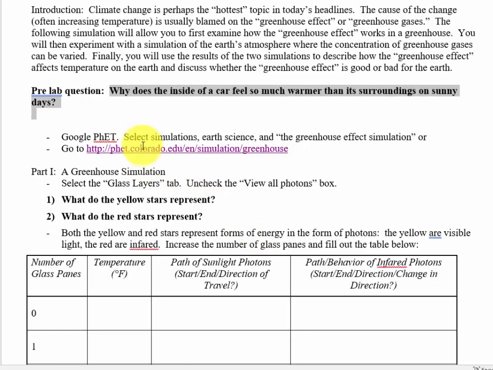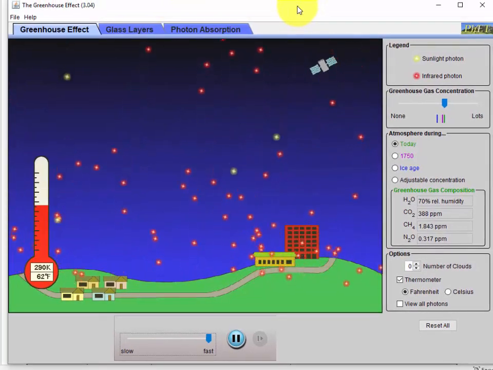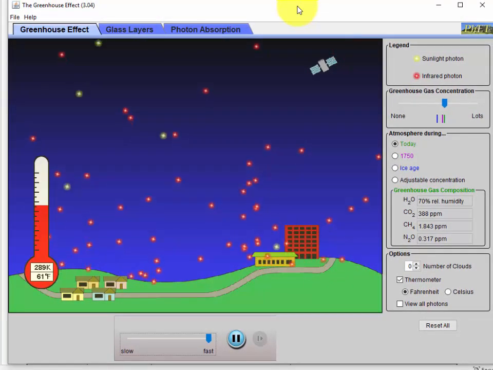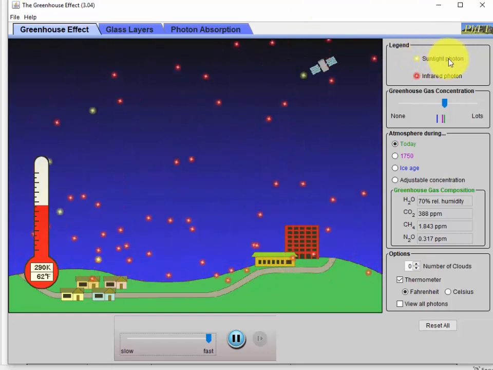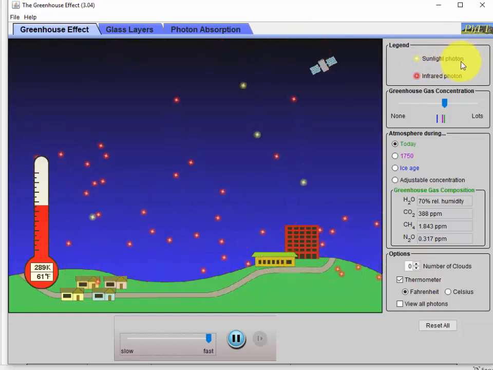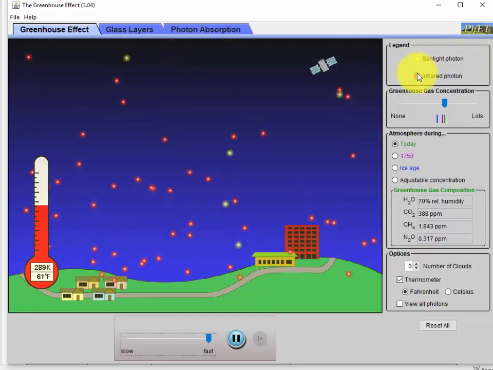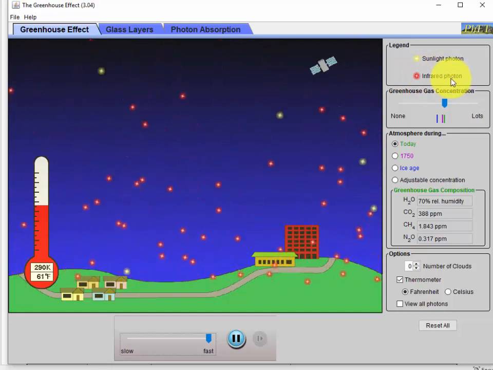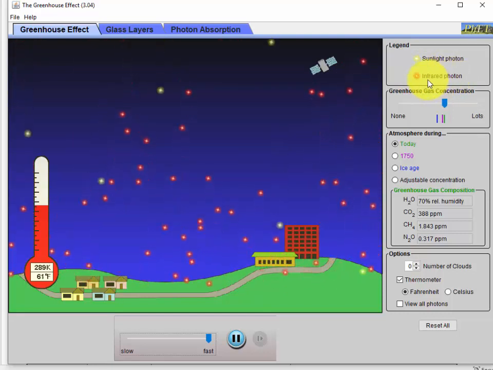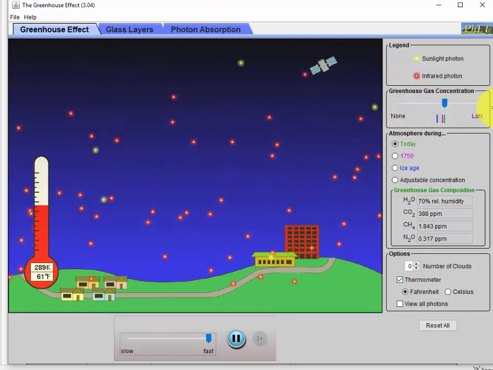First thing we're going to do is pop open the simulation, and the simulation is going to look like this guy right here. And what we can see is some light. Here we have a yellow chunk of light called a sunlight photon. A photon is just a discrete little bundle of light. Sunlight is yellow, hence the yellow dots. Infrared photons are chunks of infrared light, and that's what the Earth is going to put off. So you can see the sunlight coming down and the radiation leaving the Earth.